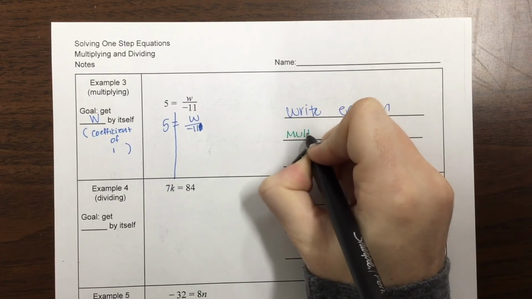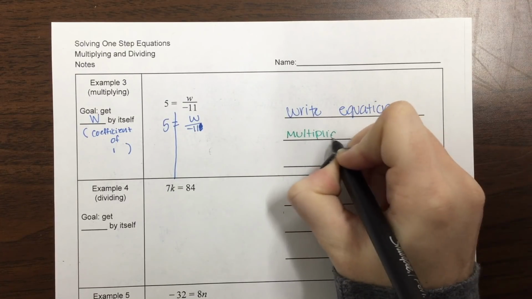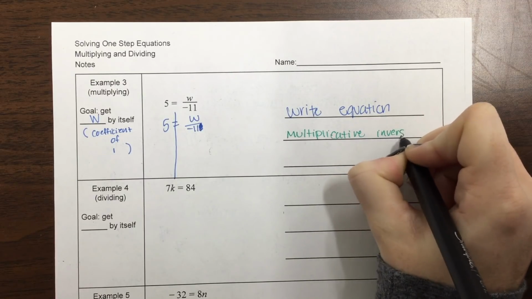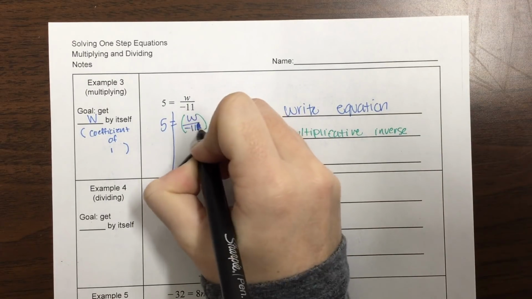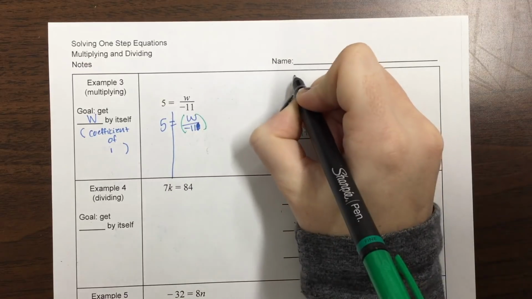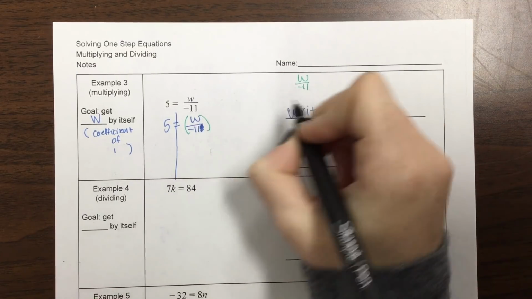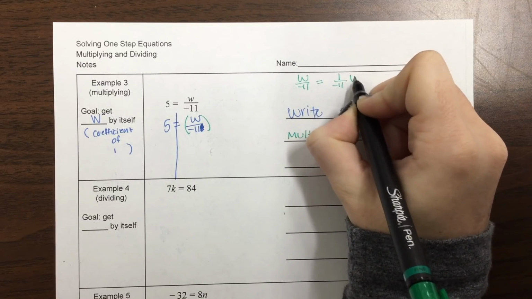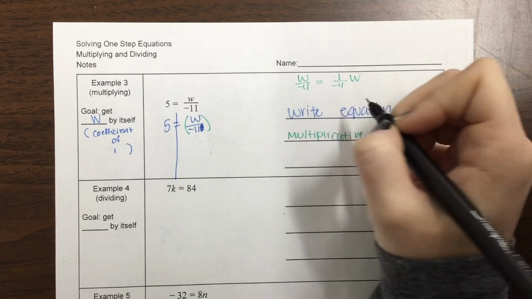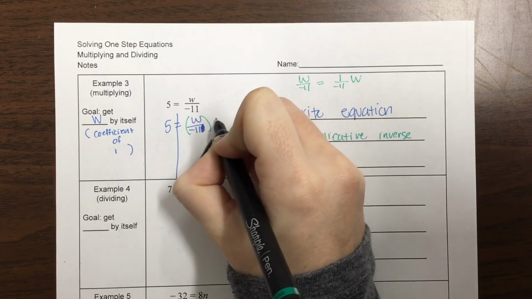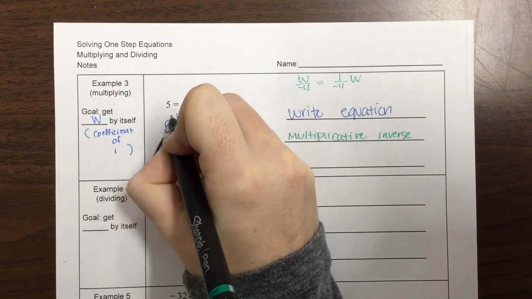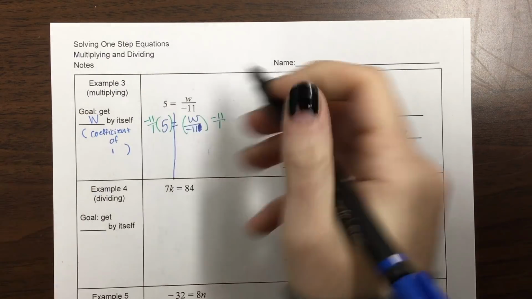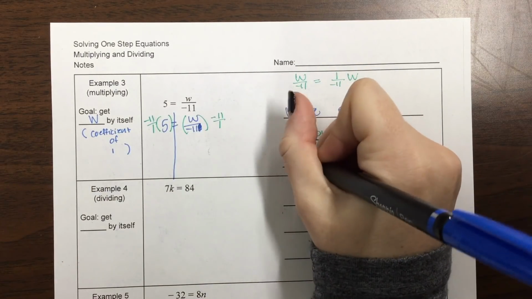Multiplicative inverse. So w divided by -11 is really 1 over -11 times w. Those are the same thing. So I know I need to multiply by -11 over 1 on both sides. Then I simplify.